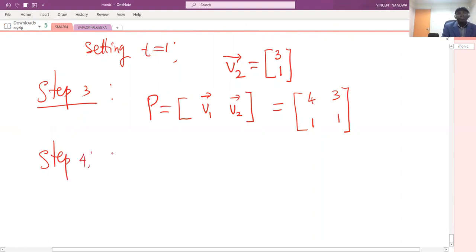So step 4 is to find P inverse. Step 4 is to find the P inverse.